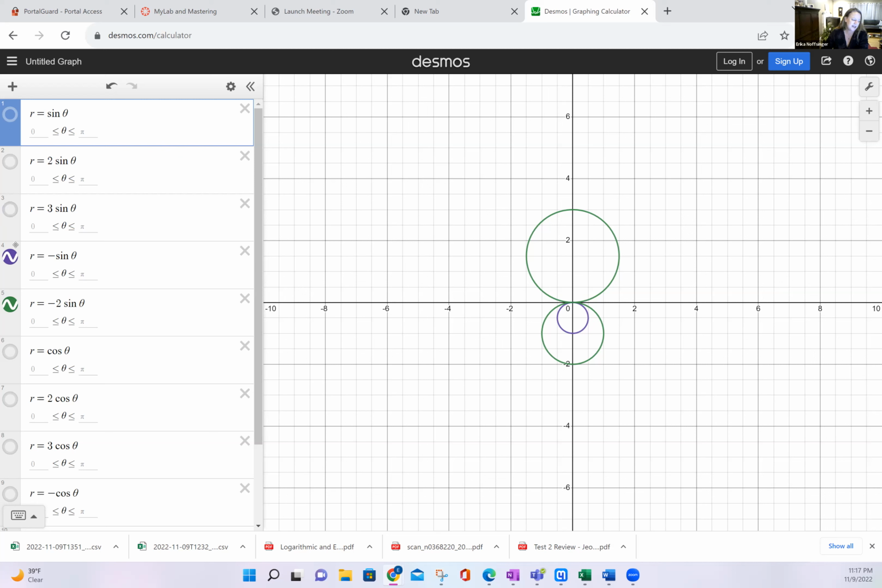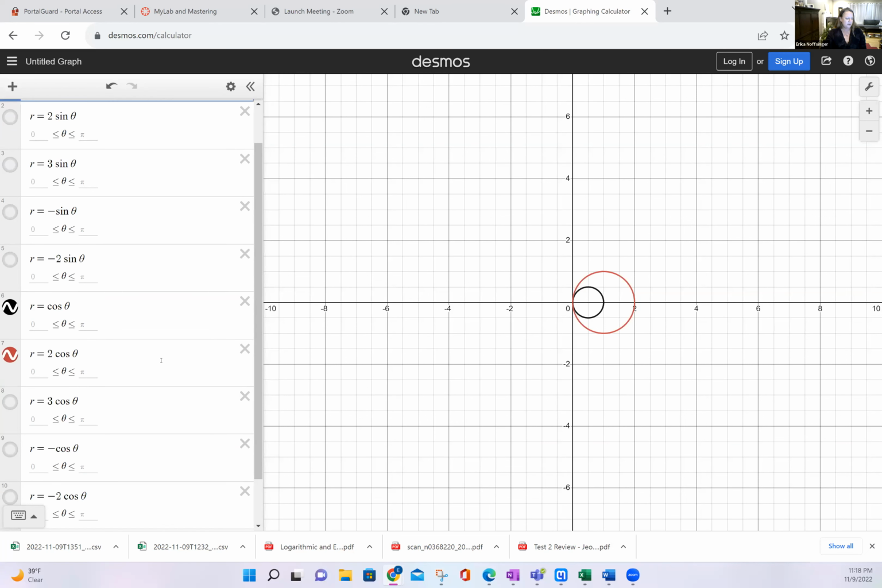So same sort of idea here. Just take the coefficient, divide it by 2, and the radius is that length, and the center is, for cosine, we're going to go to the right if our value in front is positive. So it's going to be at 1/2, 0, radius 1/2. This is r equals cosine theta. For r equals 2 cosine theta, our center is going to be at 1, 0, and our radius is 1. So sorry about that. I was thinking of that as, again, units of 1.